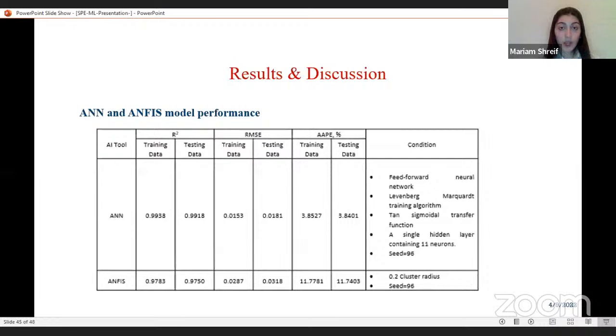The absolute average percentage error for the ANN training data was 3.852, also lower than that of the ANFIS training data, which was about 11.778. We can notice in this table that the training error and the testing error for the ANN model were somehow close to each other, and also for the ANFIS model. In case we had the testing error higher than the training error, this means that the model is overfitting.